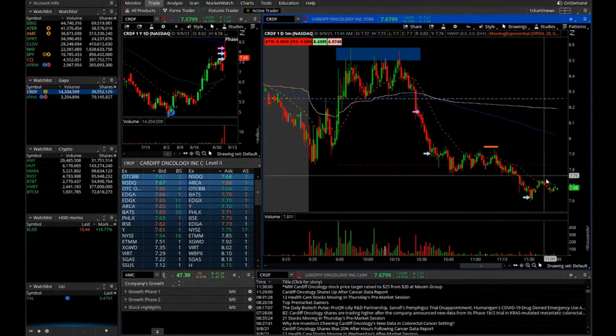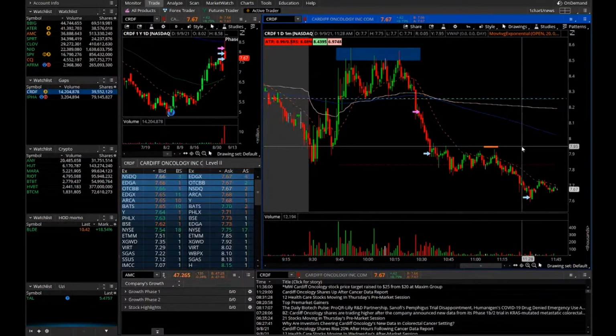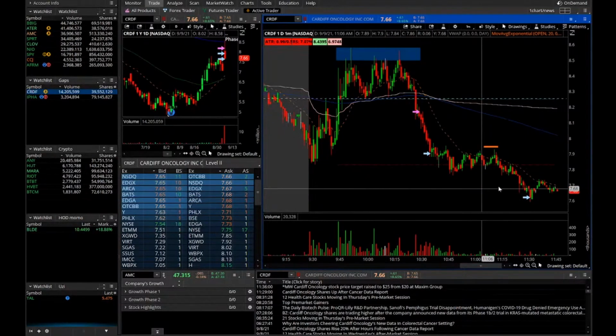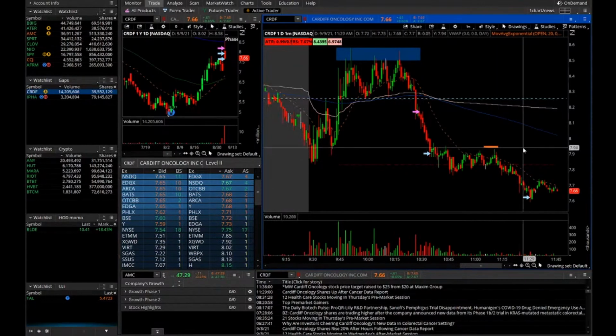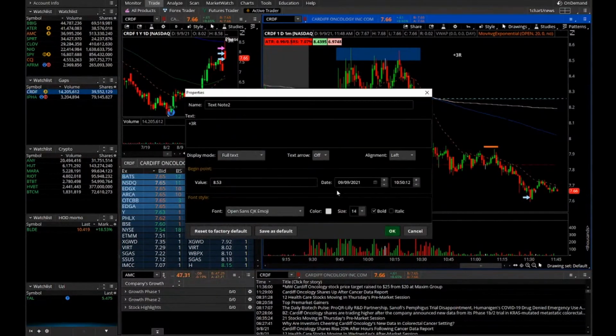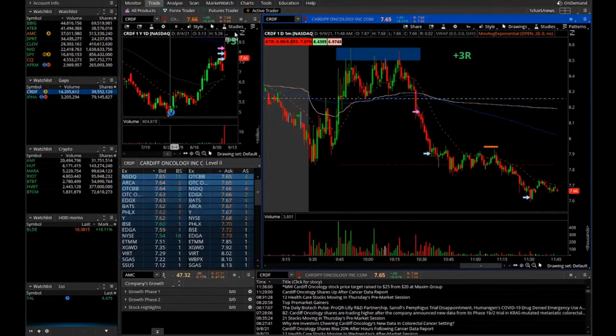Right, so it's already looking like a really nice trade. I am looking at this probably more than 3 to 1. So hopefully it will be more than 3 to 1, even if I do get stopped out. So plus 3R on CRDF.